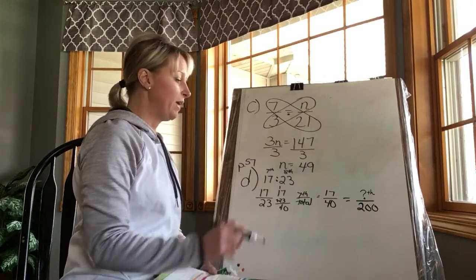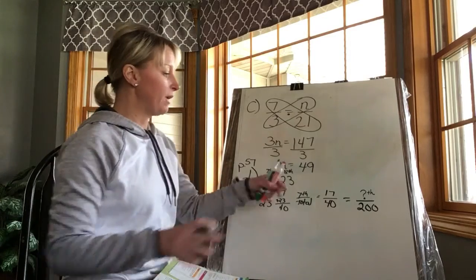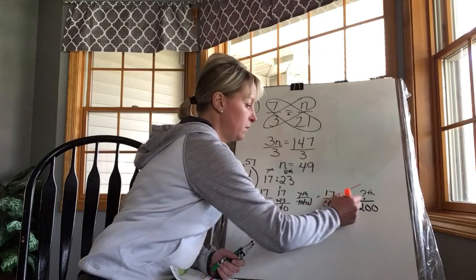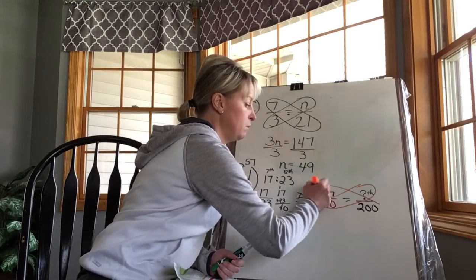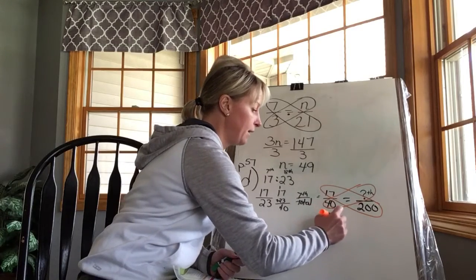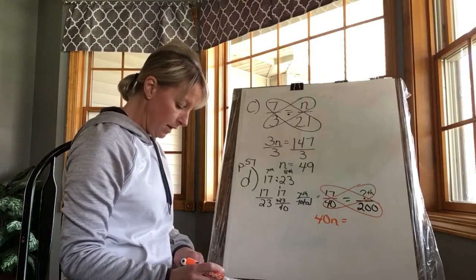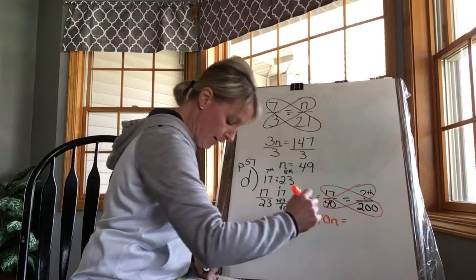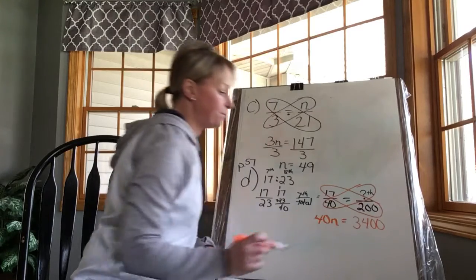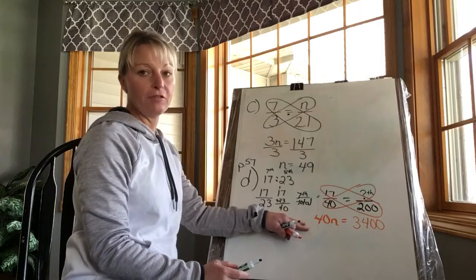Okay, so we had to read through the story problem and pull out those key terms. And now we have our proportion that we can solve by doing the cross product. So it'd be 40n equals, and then that would be 17 times 200. And 17 times 200, I did in my calculator, and I got 3,400.